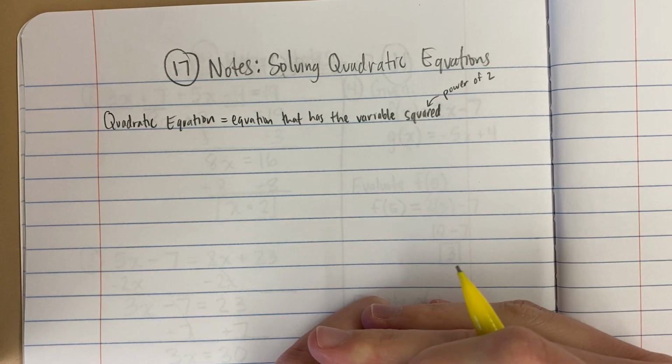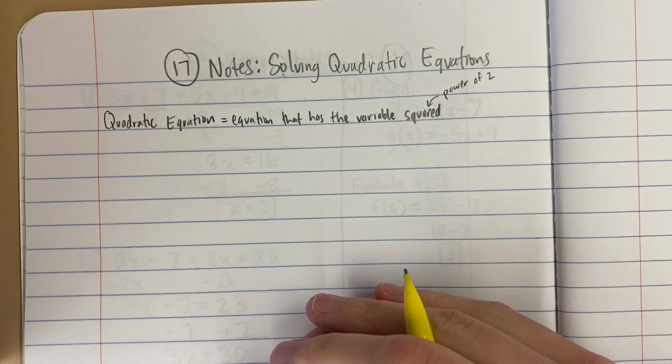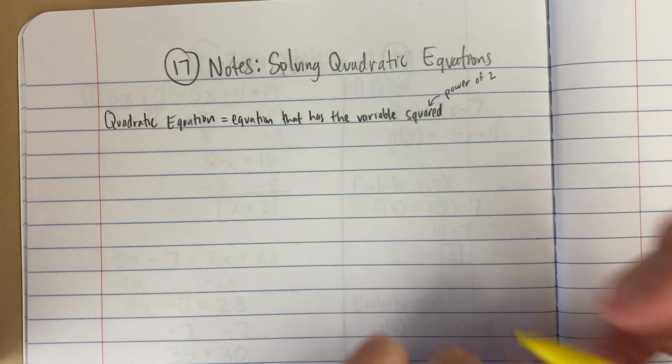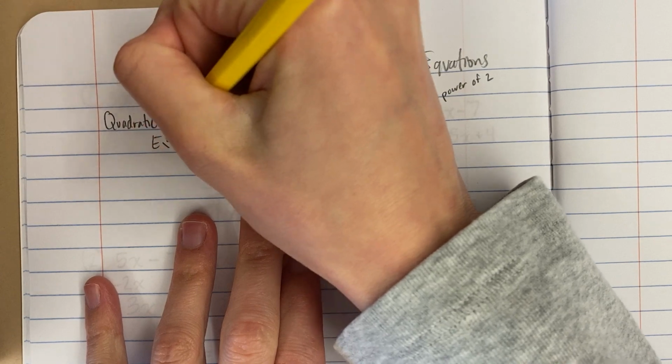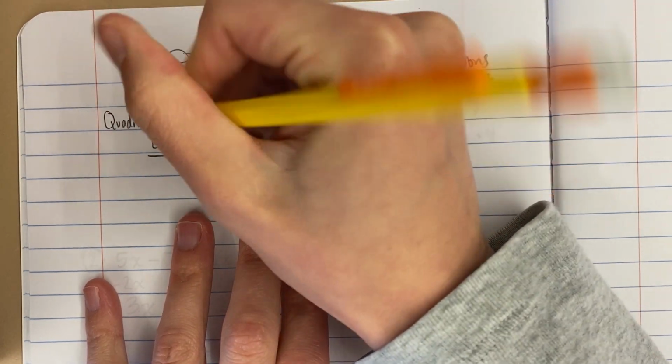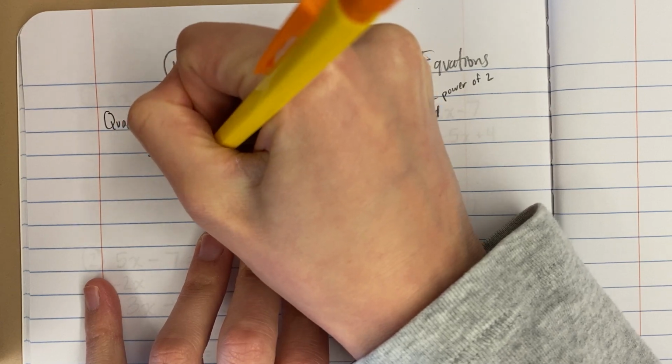And we need some special strategies to solve them because it's not as simple as just getting x by itself using the tools we already have. So we need some new tools. Just really quick, let's make sure we're clear on what kind of equations we're talking about. So this is an example of a quadratic equation.